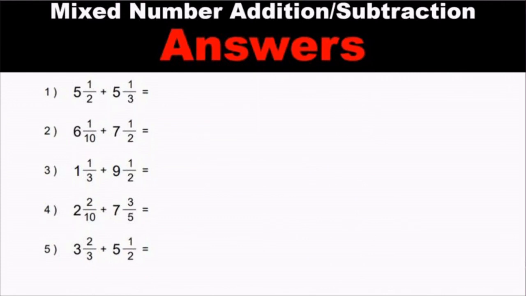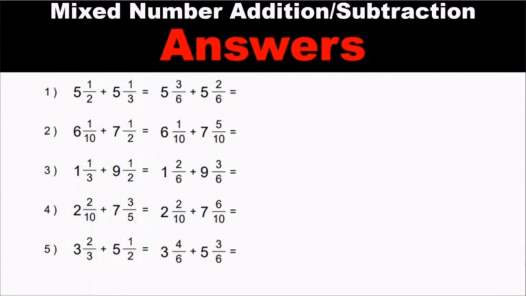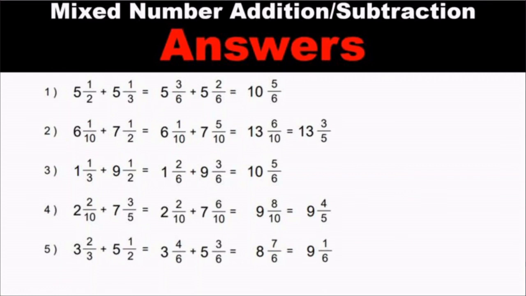For questions 1 to 5, as I said, they are adding, so we didn't need to convert any of these to top-heavy. First, we got our common denominators. Then we add our whole number parts and our fractional parts. Then, if any of our fractional parts need simplifying because they're top-heavy, or they can simply be divided both top and bottom by some common factor, we can go ahead and do that.